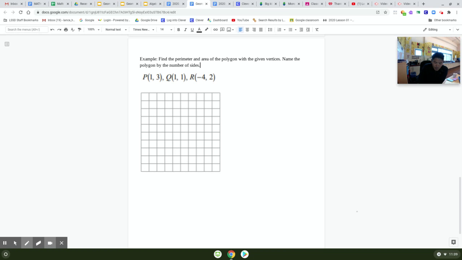So I'm going to graph each of those points. I notice everything's in quadrant 1 or quadrant 2, so I can make my x-axis a little bit lower than I normally would. Here's my x-axis, and then the y-axis put right in the middle. So to graph each of the points here, (1, 3), that's in the first quadrant. I'll label that. That's point P. (1, 1) is point Q. And then lastly, R is (-4, 2).